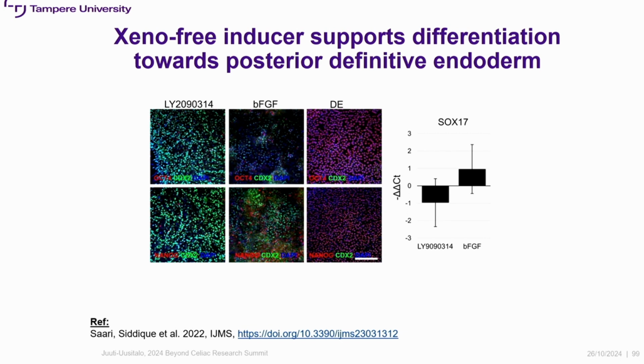We also showed that the xenofree reducer, the LY thing on the left, pushes the cells to differentiate better towards the posterior definitive endoderm than the recombinant bFGF, which is inducing several other differentiation routes than the LY.